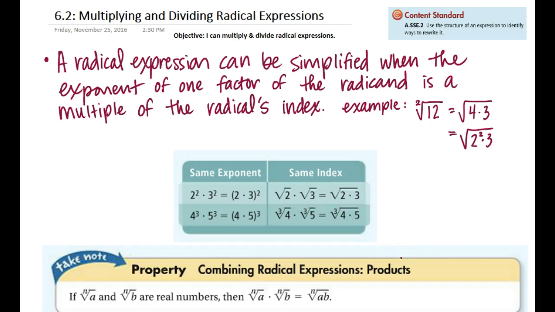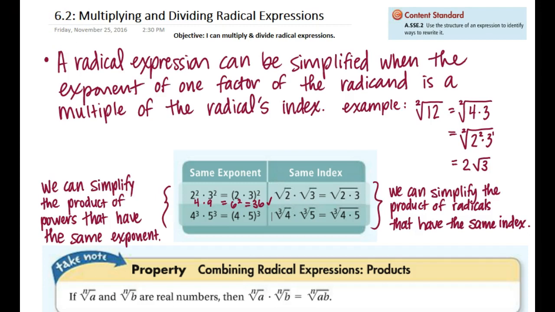If we wanted to simplify the square root of 12, I could break apart 12 into 4 times 3. And because I know that 4 is a perfect square, 4 is equal to 2 squared. And when we take the square root of something squared, we just get that number in the base. So that means 2 comes out because the square root of 4 is 2. We cannot simplify the square root of 3 because that exponent 1 is not a multiple of the index 2.